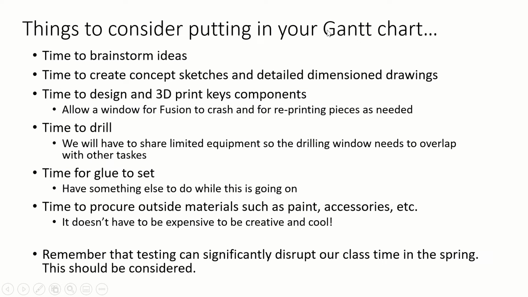Things to consider putting in your Gantt chart. So this is some of the phases or steps that you might want to put in there. You need to put in some time to brainstorm ideas. Brainstorming is so important. You need to get all those ideas out there for concepts for an automata. You've got to come up with a theme or an idea. You can keep it simple. You can make it more complicated.